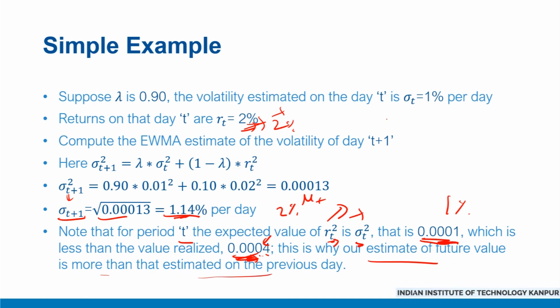And this is why our estimated future value of volatility is more than estimated on the previous day, more than this 1%. The previous day's estimate was 1%, but now it has increased by 0.14% to become 1.14% because the current day's latest shock on volatility was 2%, which was on the positive side and slightly higher. So that is why this estimate has increased.